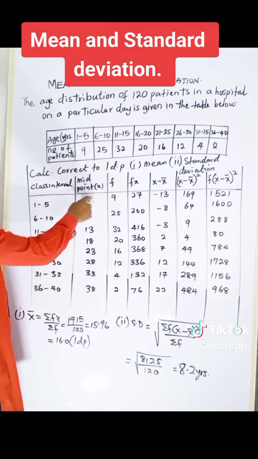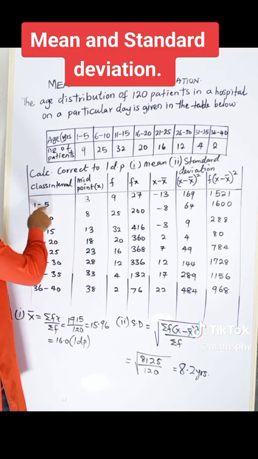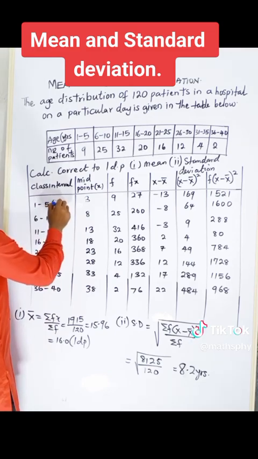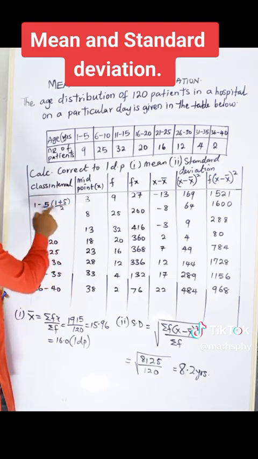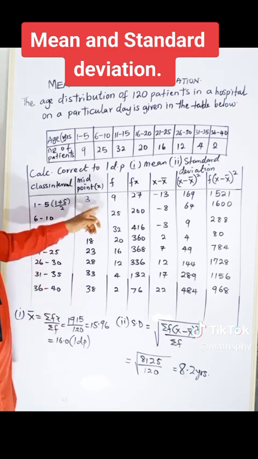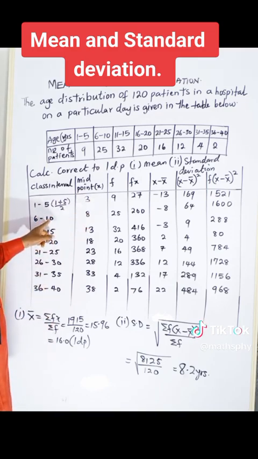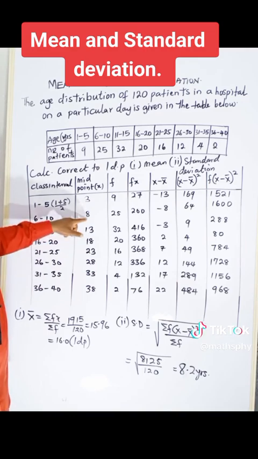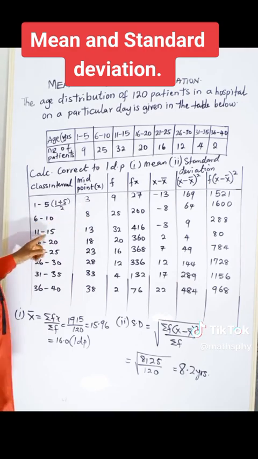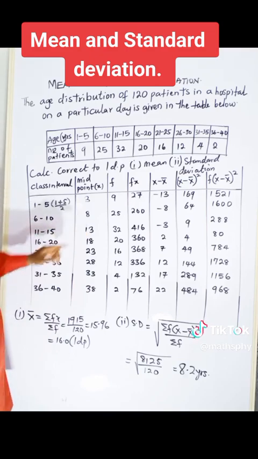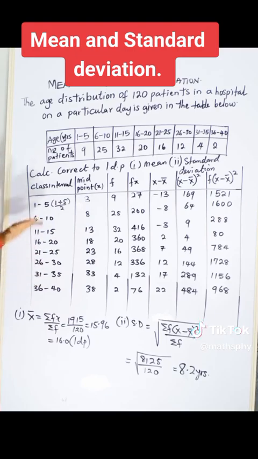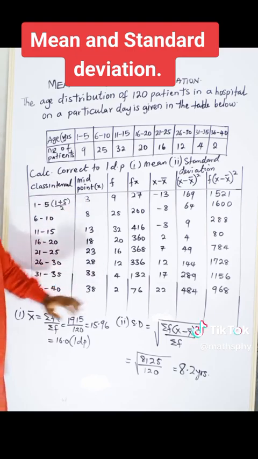Now, what do you do to get this part? You say 1 plus 5 divided by 2. 1 plus 5 is 6, and 6 divided by 2 is 3. 6 plus 10 divided by 2 is 8. 11 plus 15 divided by 2 is 13. This plus this divided by 2, this plus this divided by 2. That's what you're going to do to get this column.